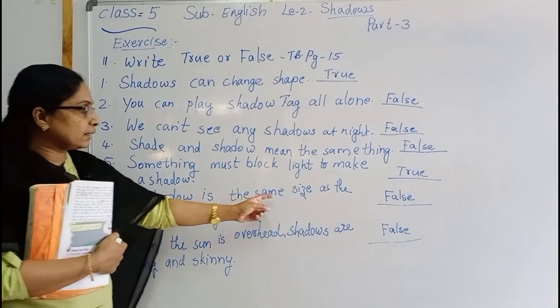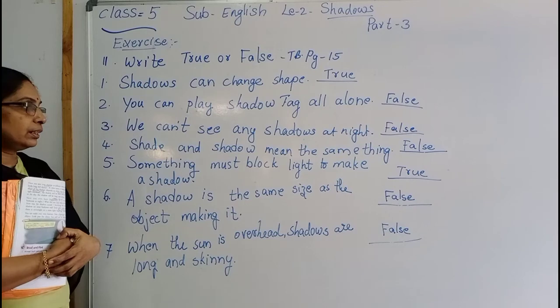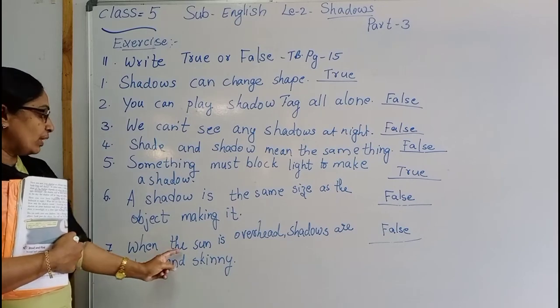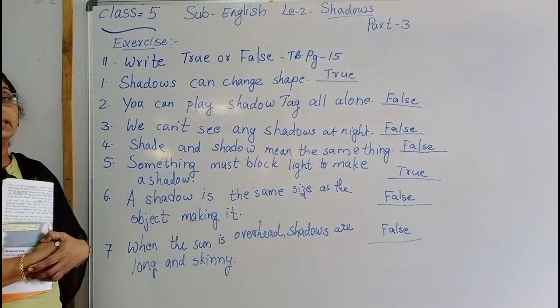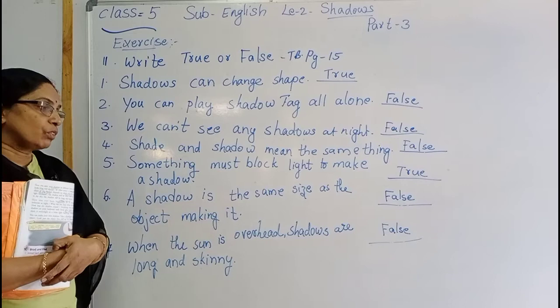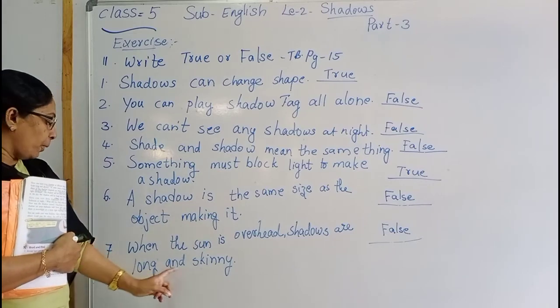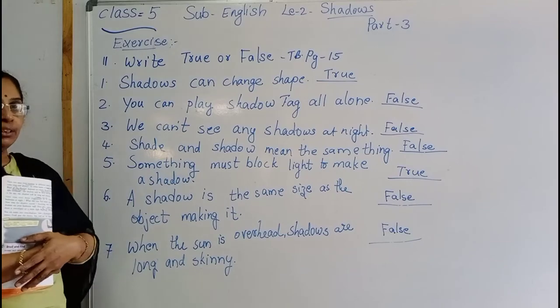A shadow is the same size as the object making it. That is false. When the sun is overhead, shadows are long and skinny. So this is a wrong statement. Answer is false. We get long and skinny shadows in the morning and evening. Okay, children?